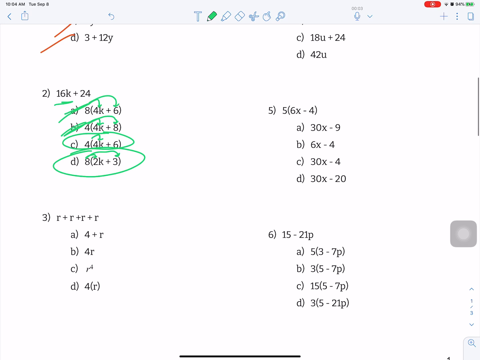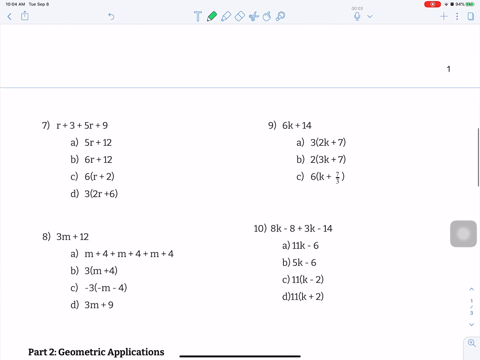I'm looking at 3. R plus R plus R plus R is also the same as 4R. It's not the same as 4 plus R, because if R equals 5, up on the top part, I'm going to have 20, and down here in part A, I'm only going to have 9. R to the fourth would mean R times R times R times R, which is not the same as adding. But 4 with R in parentheses is also the same thing. We just don't always use those. You're going to try the other 3, and then you'll have the answers to check with on that side.